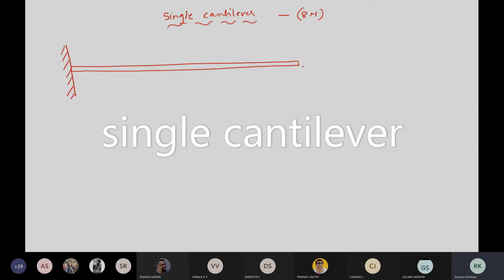Okay, we saw the simple beam. If the beam is resting on two supports, it is called a simple beam. And a continuous beam means it is resting on more than two places. Then we saw the single cantilever, and then we saw another beam. There are four types of beams which we saw. And this is the fixed beam, whose both ends are fixed.